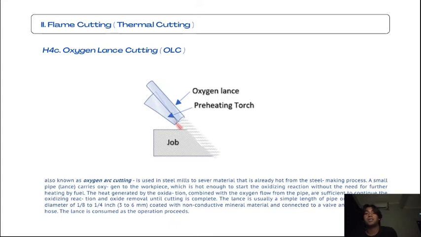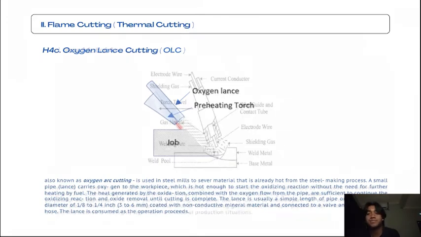In some process variations, aluminum or magnesium wire in the lance develops additional heat of oxidation, enabling the lance to cut concrete, bricks, and other non-metal objects.